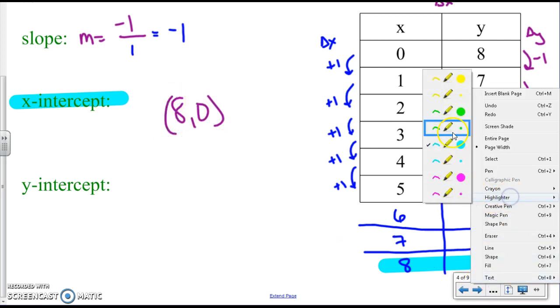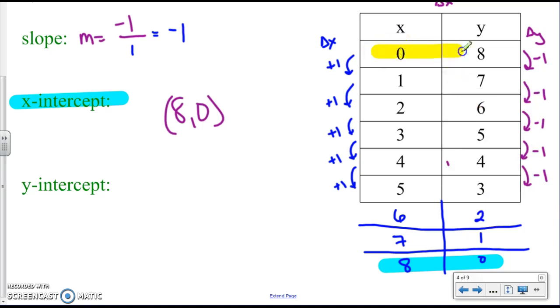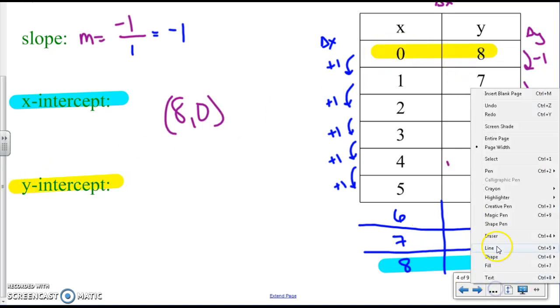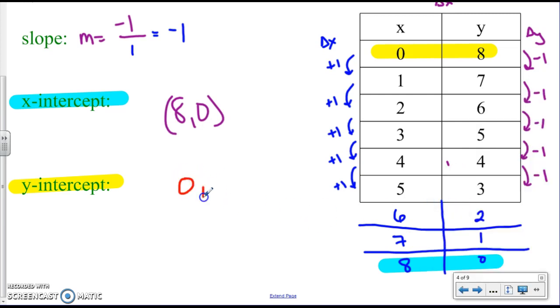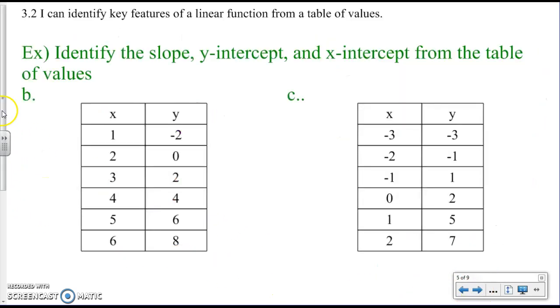And my y-intercept is going to be the one that has a 0 for my x. Okay, so if I'm looking for the y-intercept, I'm looking for my 0 in x. So I also have an 8 there. So (0, 8). And that's how you find your key features. Let's go ahead and do 2 more.